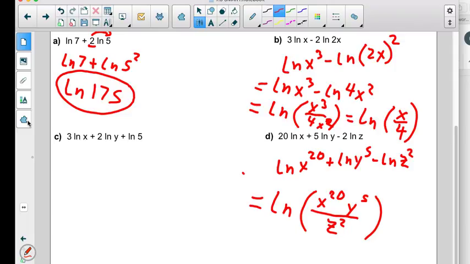See how we took the plus, so that's what ended up multiplying? And then the z squared was a minus, so we divided.